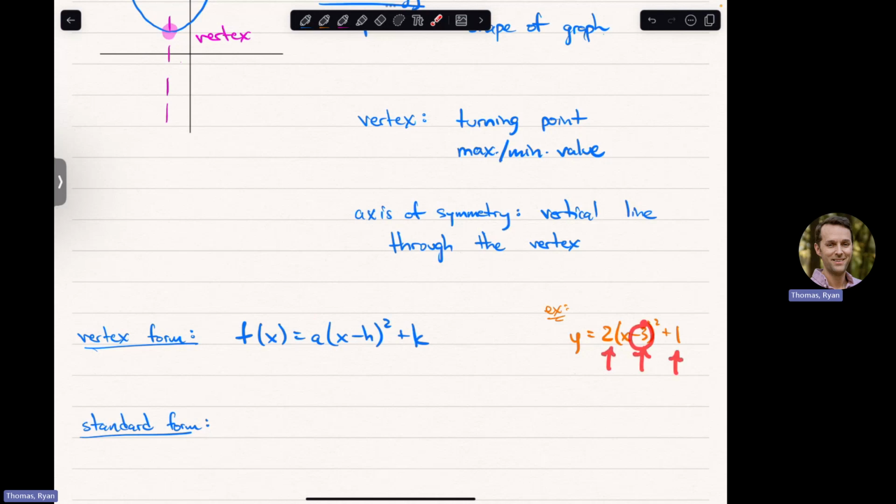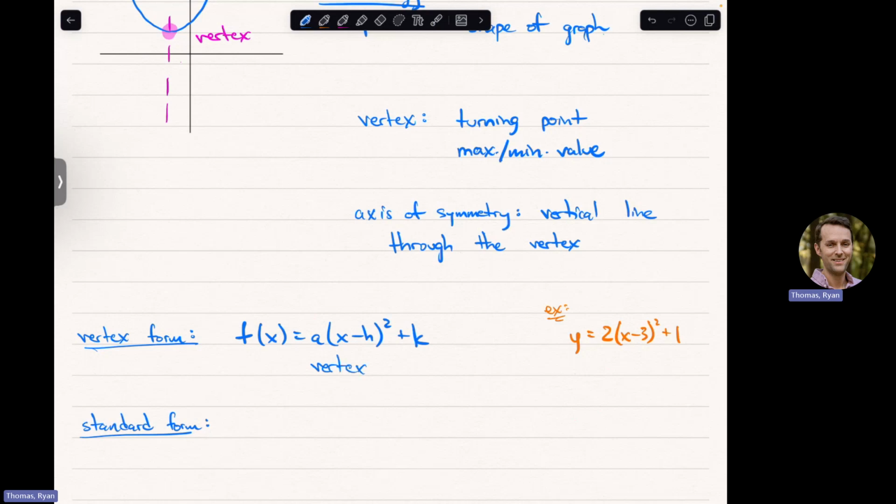This minus 3 shifts to the right. This times 2 is a stretching thing, so it's going to be sort of a tall, skinny parabola. And this plus 1 shifts up. Well, in particular, then, I can read off where the vertex is, because that point that used to be at 0, 0 at the origin on the parent function x squared moved 3 to the right and up 1.